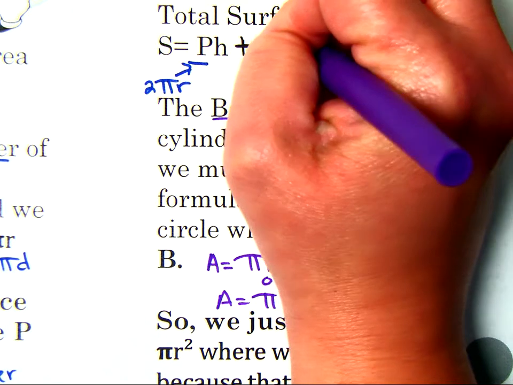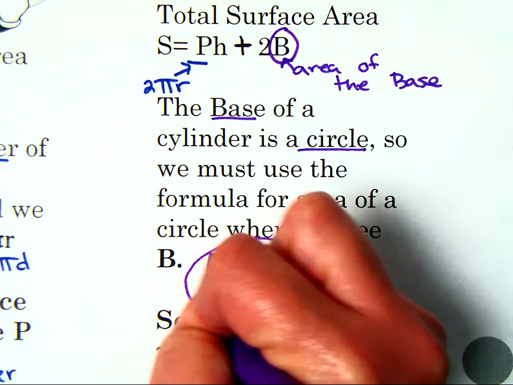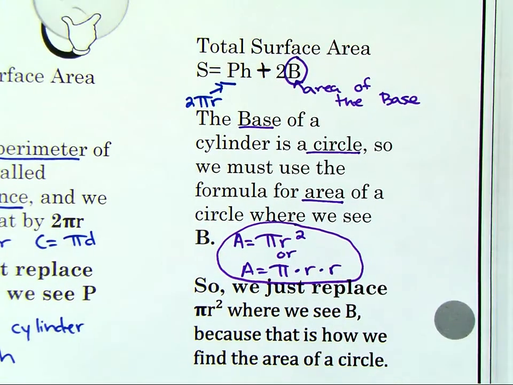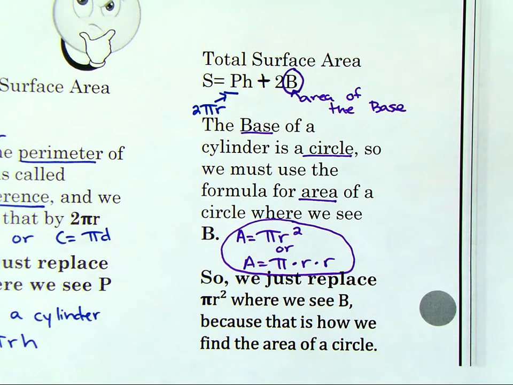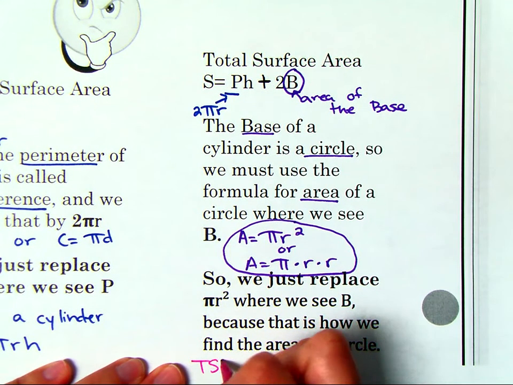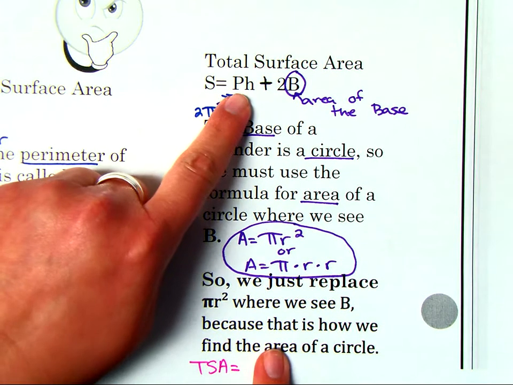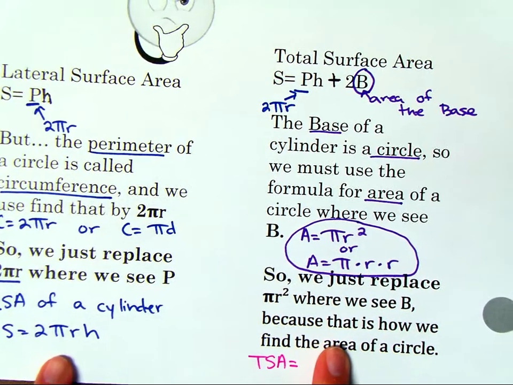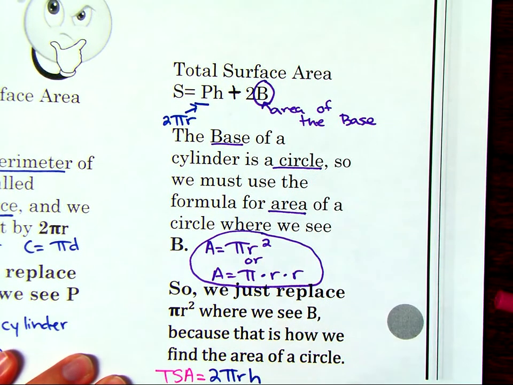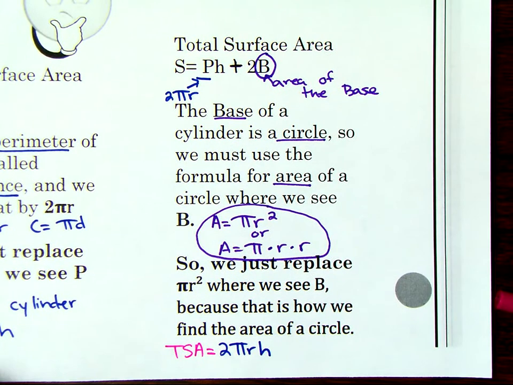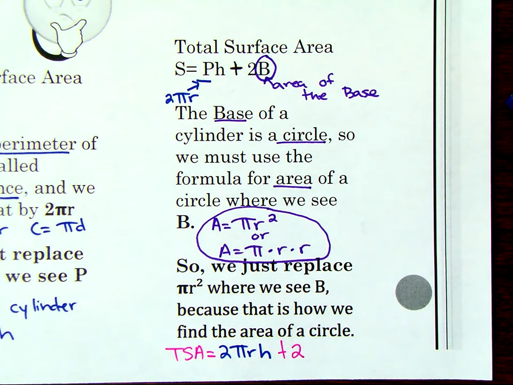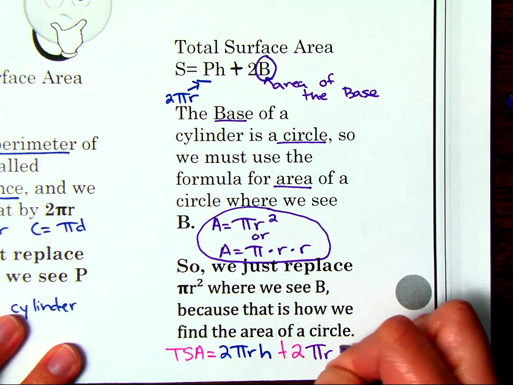So on this, where we see the capital B, we're going to replace it with this part. Okay? So that means we're going to rewrite that formula based on what we know about the circle. So the total surface area, I'll do this in different colors to help you out, is our lateral surface area first, perimeter of the base times height, which we said was this part right here. So 2 pi r h, because this 2 pi r, remember, represents the perimeter, plus 2 times the area of the base. Well, the base is a circle, so we're going to do pi r squared.